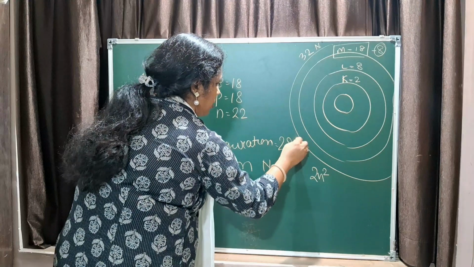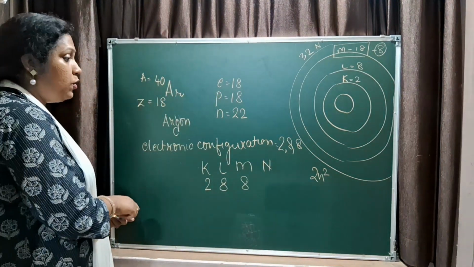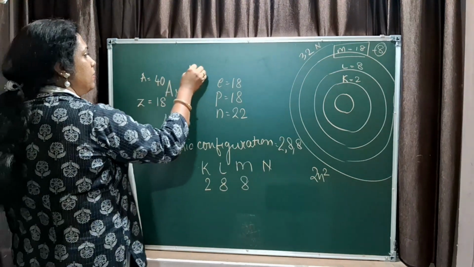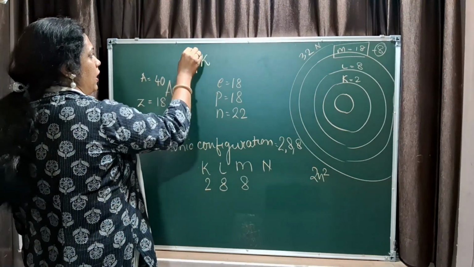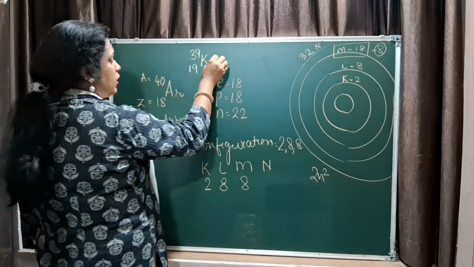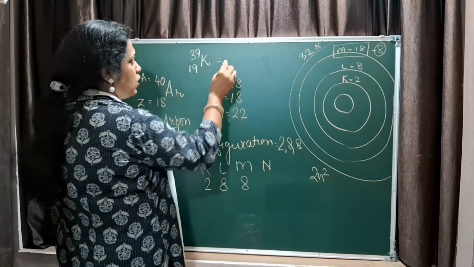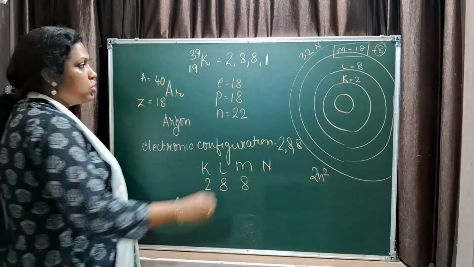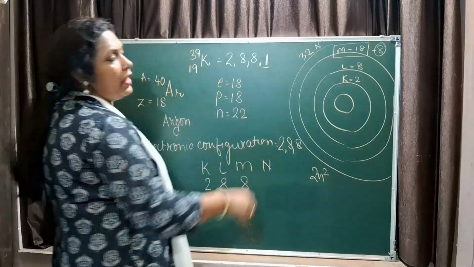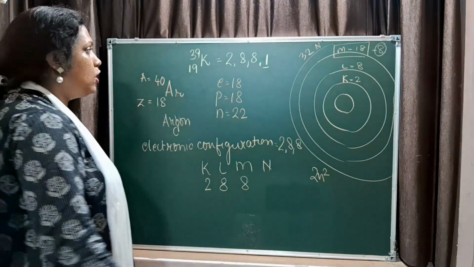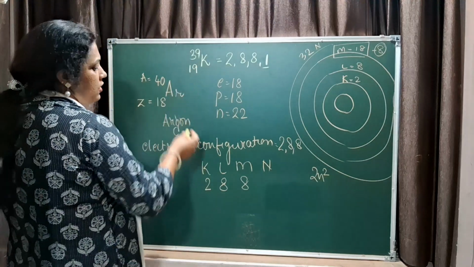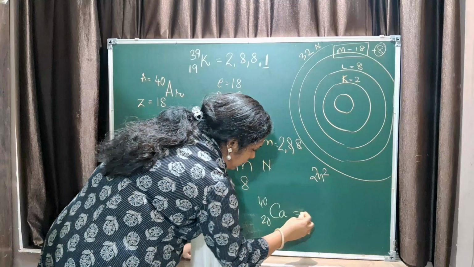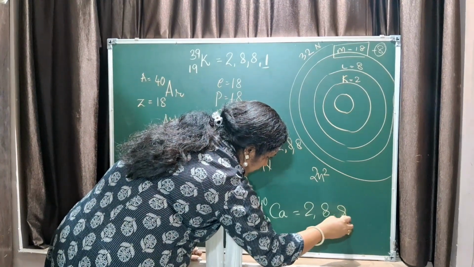2, 8, 8. So when you move ahead, that is after 18 you go to the 19th element. 19th element is potassium, atomic mass 39. The electronic configuration of 19 electrons will be 2, 8, 8, 1. So this one electron moves to the N shell. Is that clear? Similarly for calcium, that is 20 and 40, the electronic configuration is 2, 8, 8, 2.